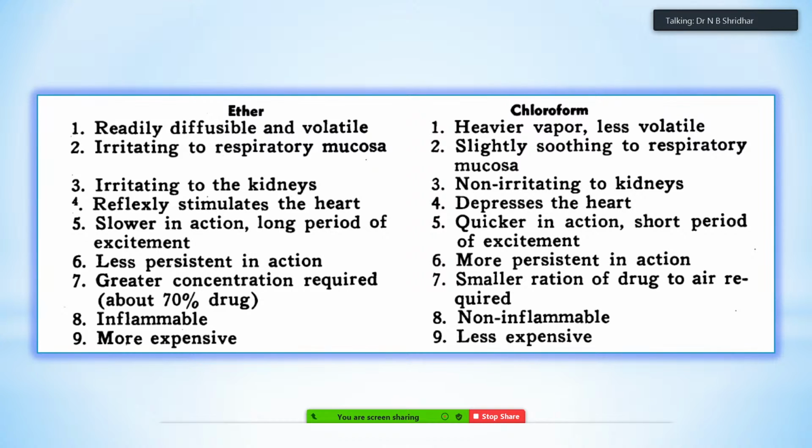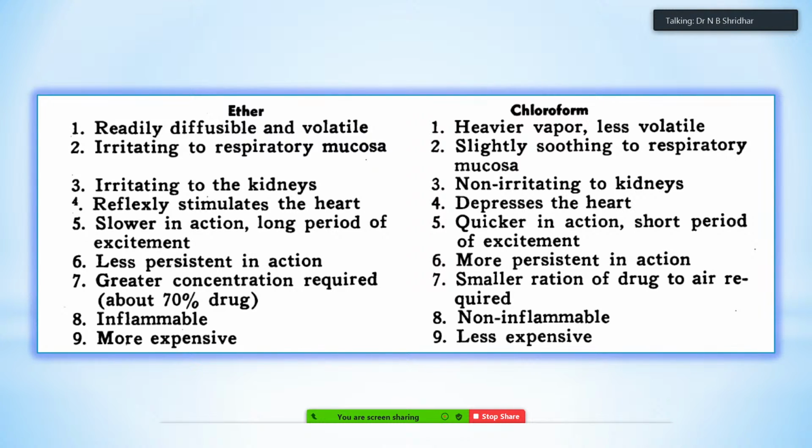So here there is a difference between ether and chloroform. Ether is readily diffusible and volatile, whereas chloroform is a heavier vapor and less volatile. Ether is irritating to the respiratory mucosa, whereas chloroform is slightly soothing to the respiratory mucosa. Ether is irritating to the kidneys, whereas chloroform is non-irritating to the kidneys. Ether reflexively stimulates the heart, and chloroform is going to depress the heart.